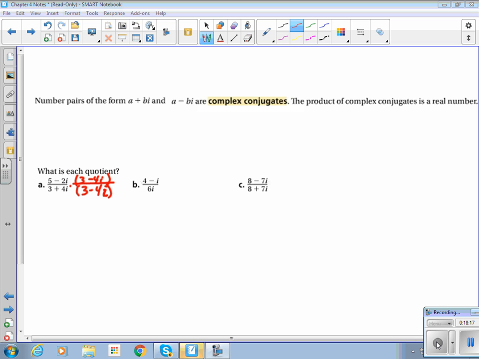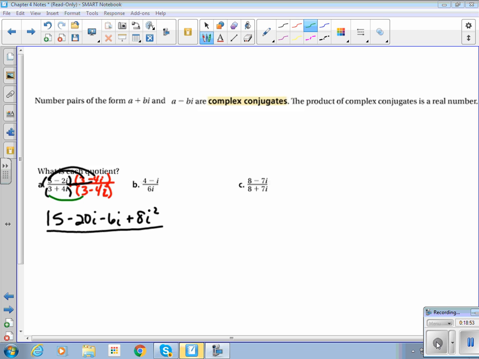So I'm going to FOIL out the top, simplify it down, and FOIL out the bottom and simplify it down. So we're going to take a look at 5 times 3 is 15. 5 times negative 4i is negative 20i. Negative 2i times 3 is negative 6i. And negative 2i times negative 4i is positive 8i squared. So that's the top.